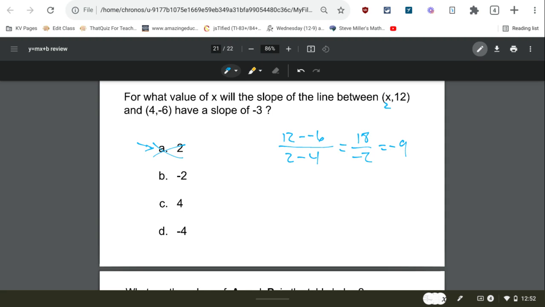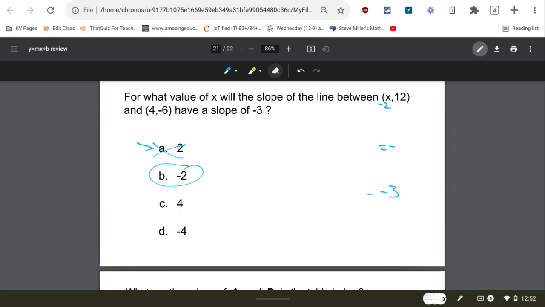So that's not right. If I did it again, I would get 18 over, instead let me try -2 this time for x. That would be -2 minus 4, which is 18 over -6, which does come out to -3. There we go. So that does have to be our answer.